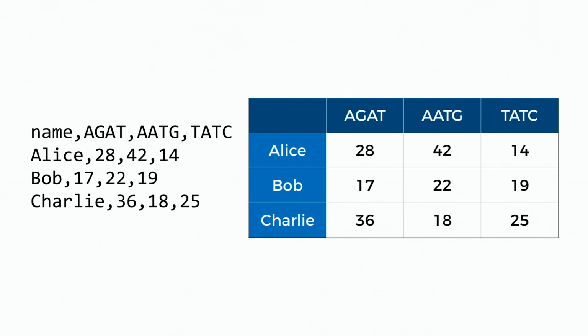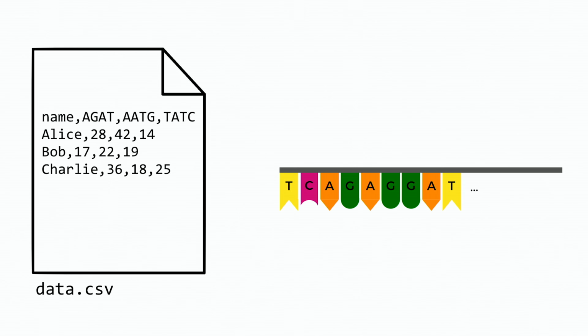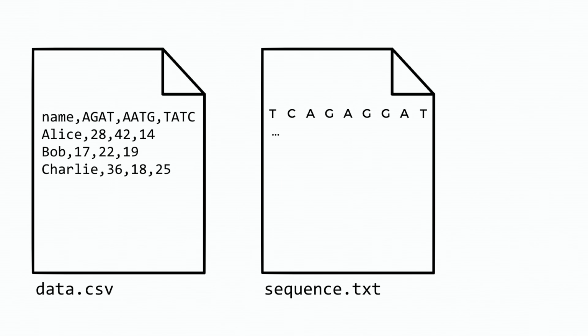What we're going to give you in this problem is a CSV file representing all of this data, and we're also going to give you a DNA sequence formatted as a text file called sequence.txt, for example. And your task is going to be to take this DNA sequence and figure out whether or not it matches all of the STR counts for any person in the DNA database that we give you.